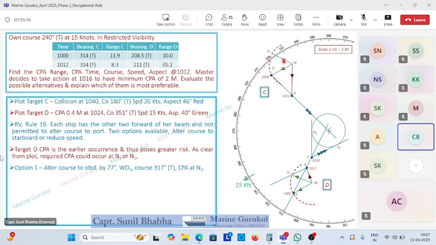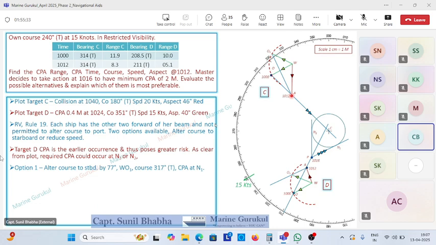So the length of WO1 is exactly the same as WO. There is no change in our speed. So this is indicated by this arc also here. Now we join Oscar 1 to Alpha. This will be our new relative line of approach.